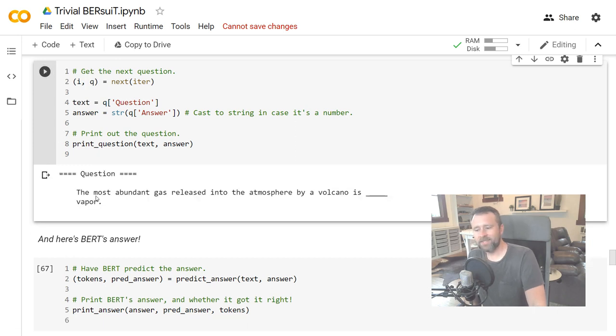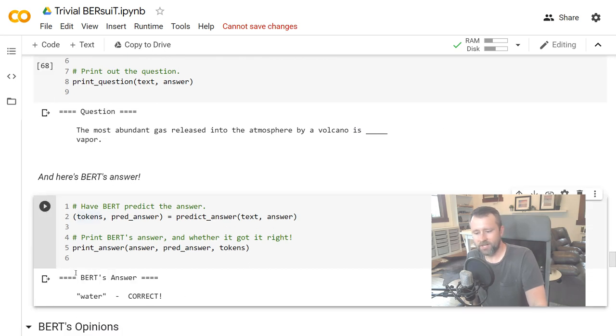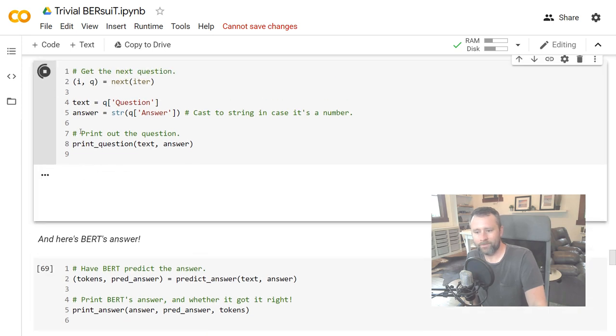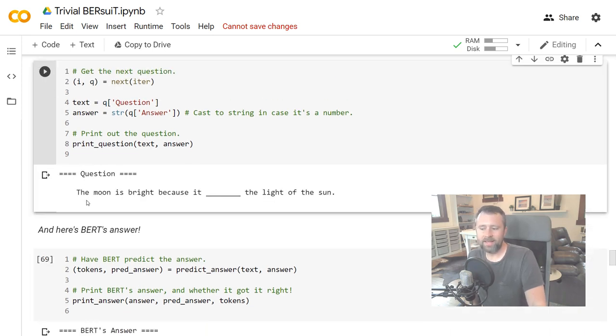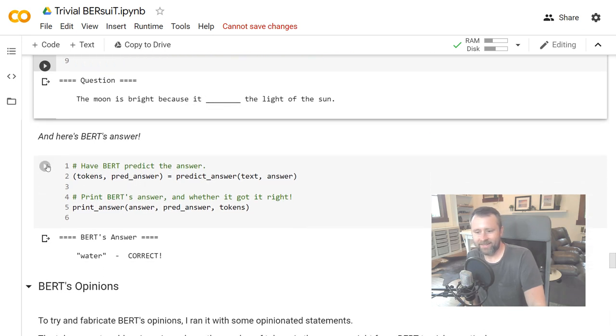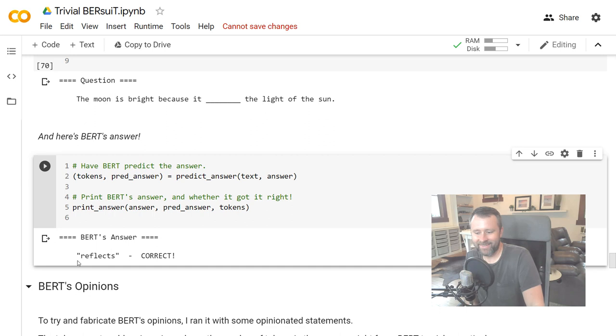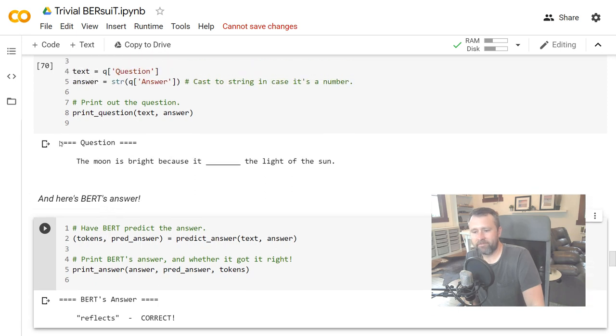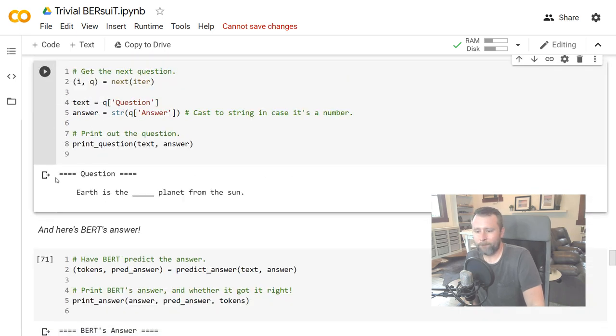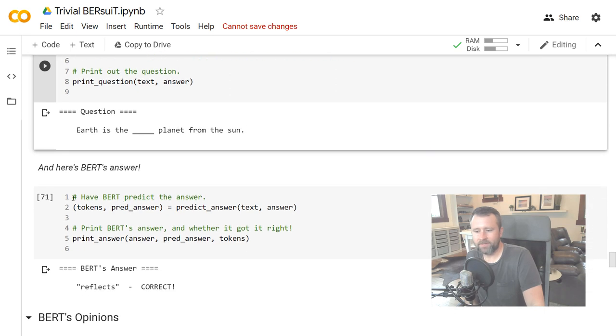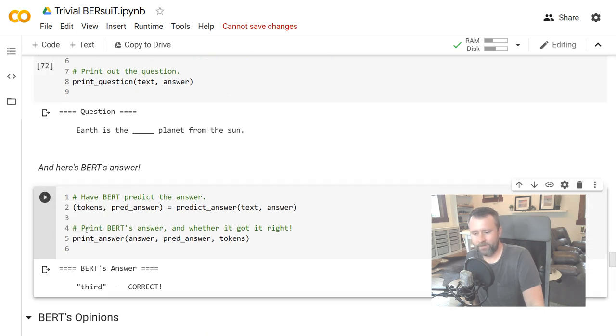The most abundant gas released into the atmosphere by a volcano is blank vapor. Bit of a science question here. Water vapor, yep. The moon is bright because it blank the light of the sun. Okay. So again, it requires some understanding of why the moon shines. Yeah, the moon is bright because it reflects the light of the sun. It's pretty impressive. Earth is the blank planet from the sun. Do you know the order, Bert? Third. Yes. Wow. Okay.